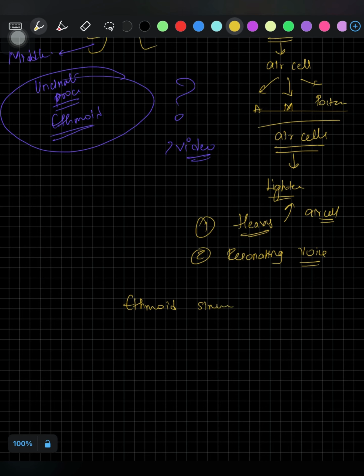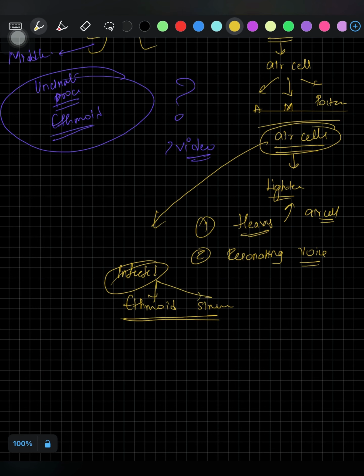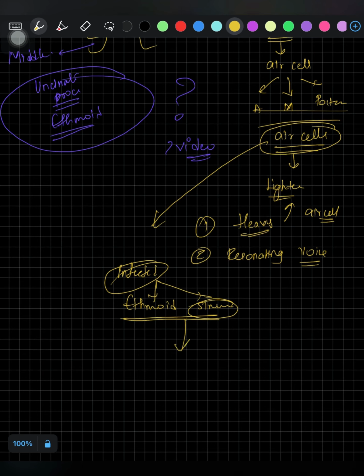The ethmoid sinus or air cells can be infected, and when there is infection in these air cells, this infection can actually spread to your eye. So the most common cause of orbital infections, if at all it's spread from a sinus, is most commonly from the ethmoid sinus.